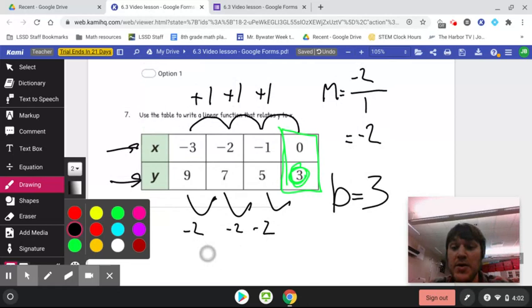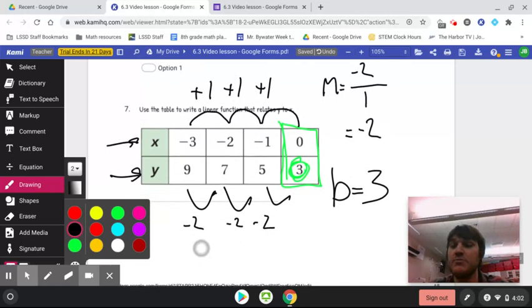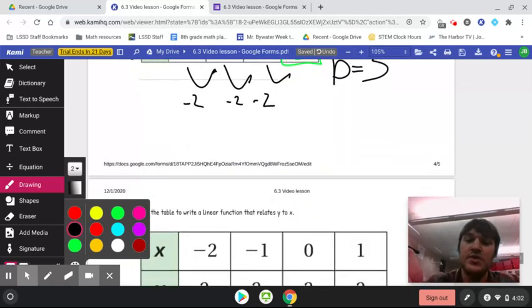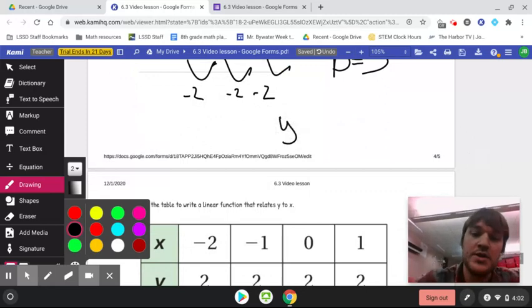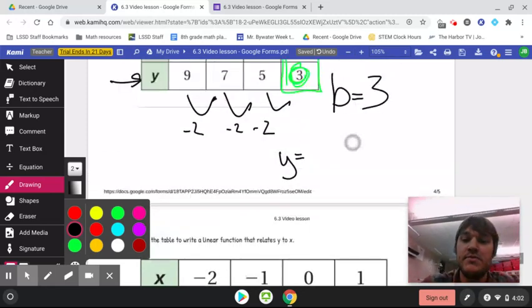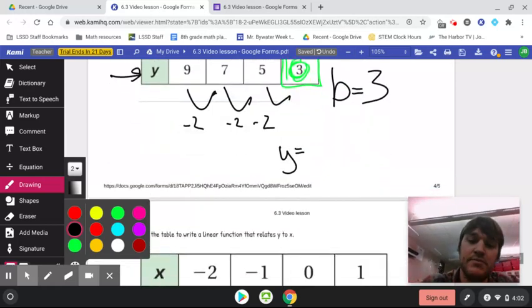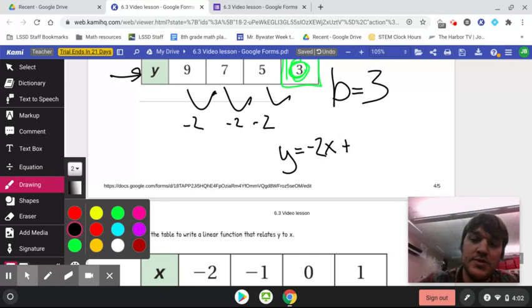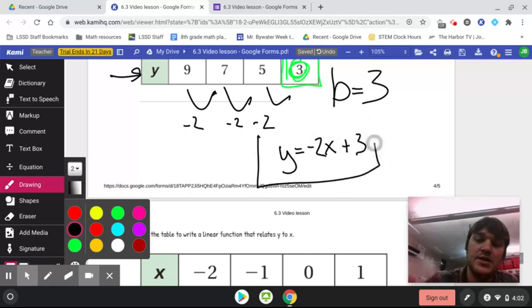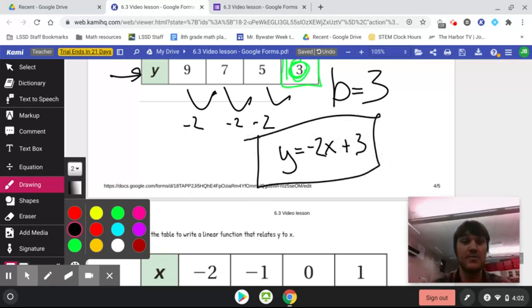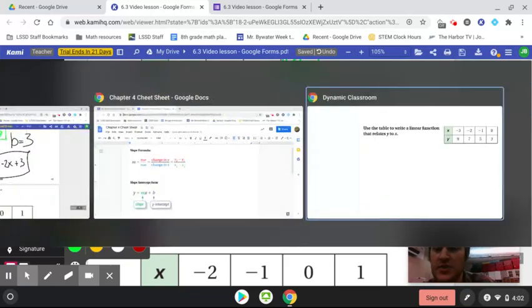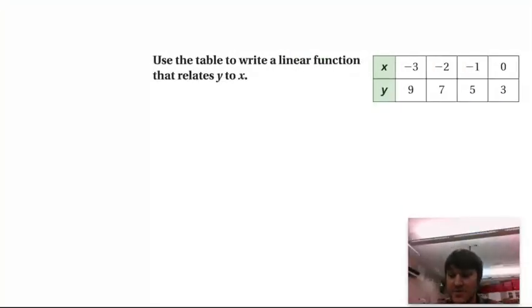Now, we have an m, we have a b. We can write an equation. So I have y equals mx plus b. M is -2. So -2x plus 3. And team, that is my equation. But don't go yet, because I can show you a slightly different method and help you understand why the intercept occurs when x is 0.